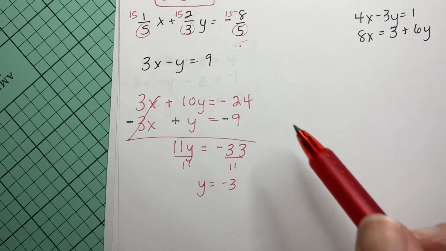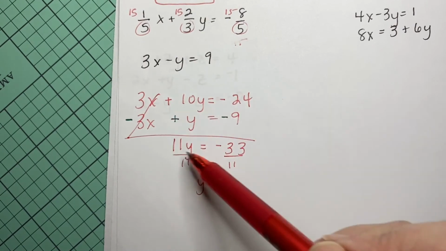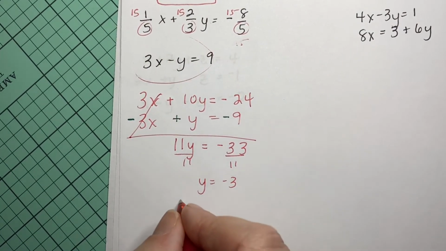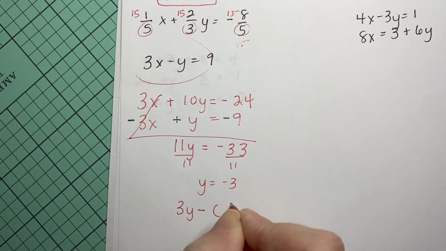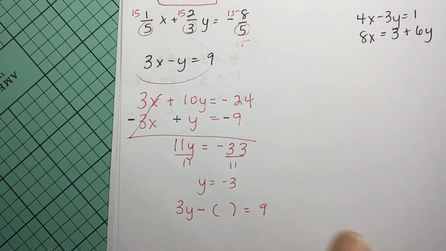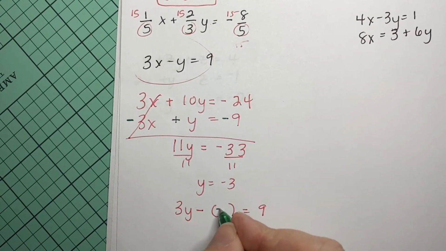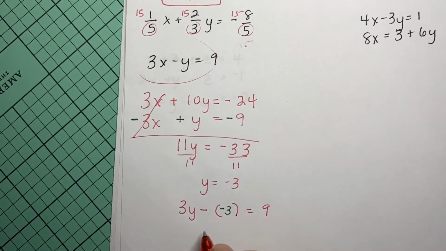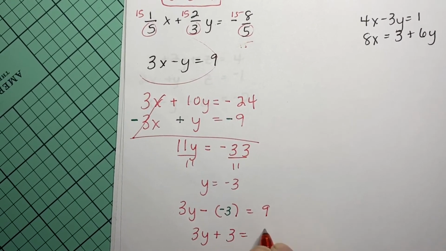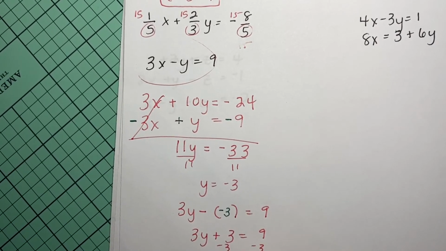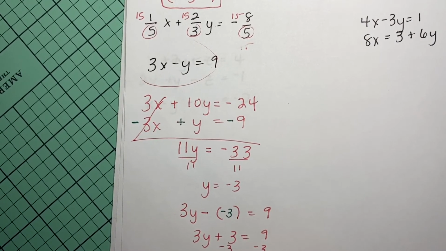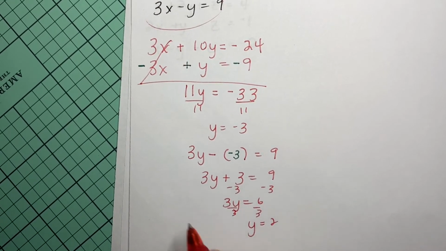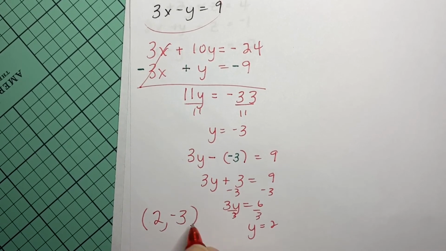Again, we only have one of our answers, so we can put it in any of the equations, but the one that jumps out as the easiest to me is that 3x. So let's do 3x minus, a parentheses goes in for y, equals 9. And what does y equal? Negative 3. So be careful, because two negatives make a positive, so this becomes 3x plus 3 equals 9. Then I'm going to minus 3, 3x equals 6. Divide by 3, x equals 2. So my answer there is 2, negative 3.